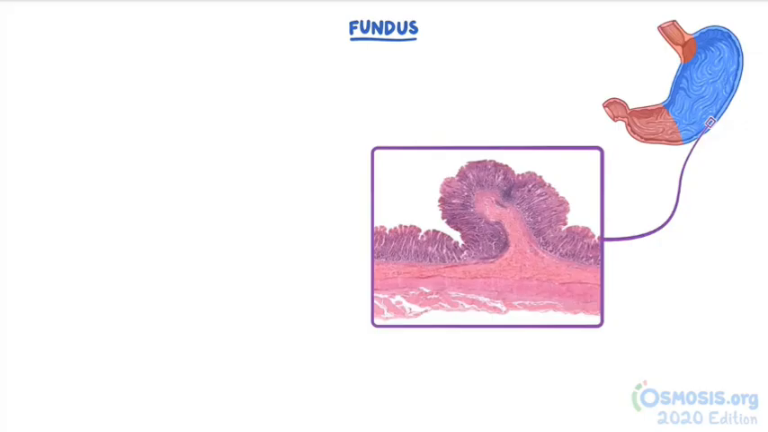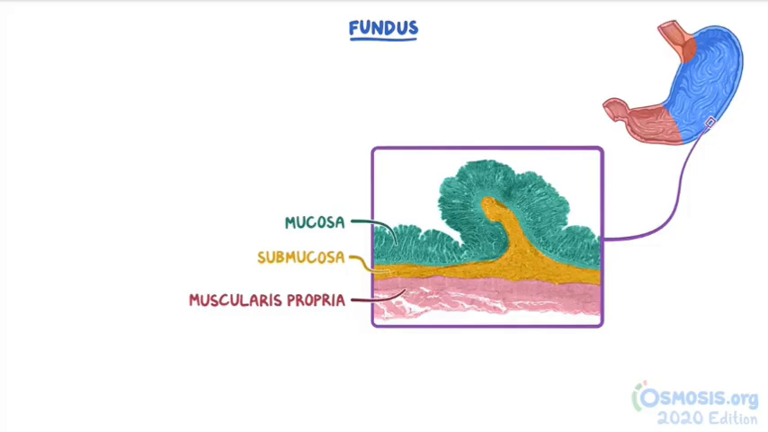This low-power image allows us to see three of the main layers: the mucosa at the top, the submucosa, and the muscularis propria at the bottom. The outer serosa isn't present in this image, though.